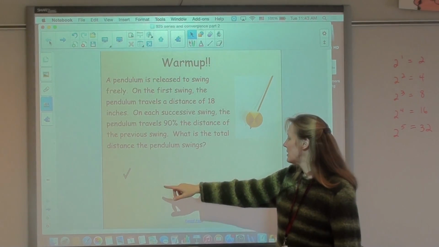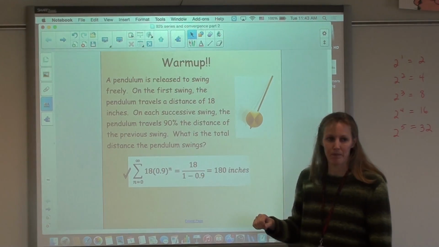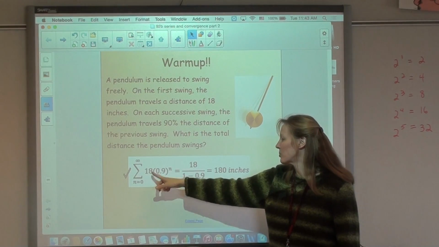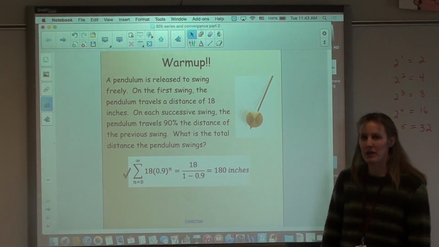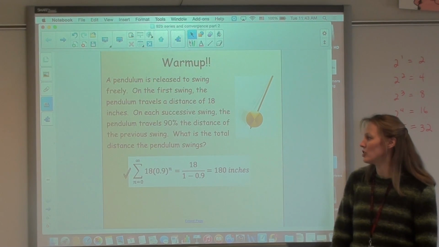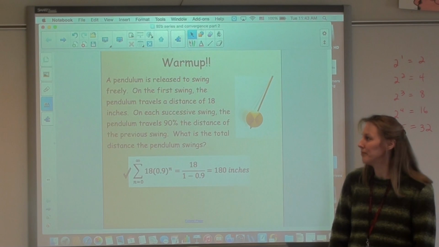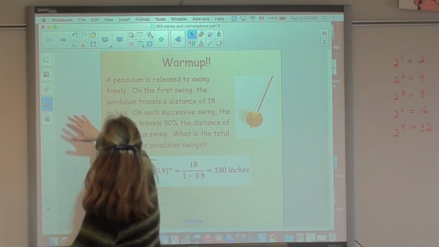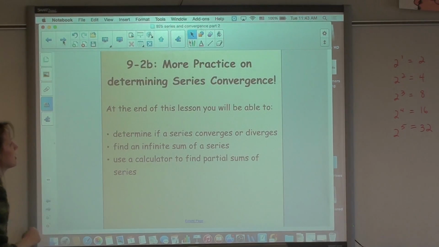So if you write this as a sigma, you just have 18 times 0.9 to the n. Hey, it's already from 0, right? Because the first one you would want to just be 18. So our sum is just 18 over 1 minus 0.9, or 180 inches, is the total distance swung by the pendulum. Does that make sense? Good. Because there's a couple of those in your homework tonight, just FYI.